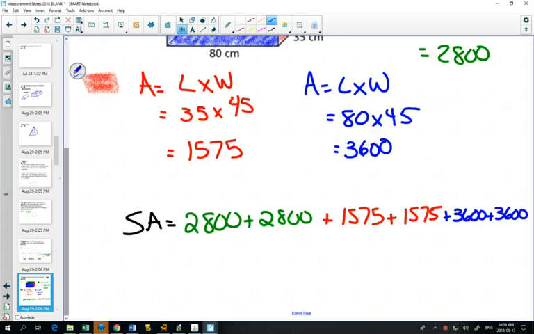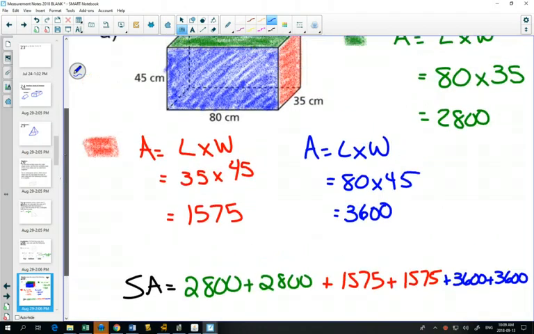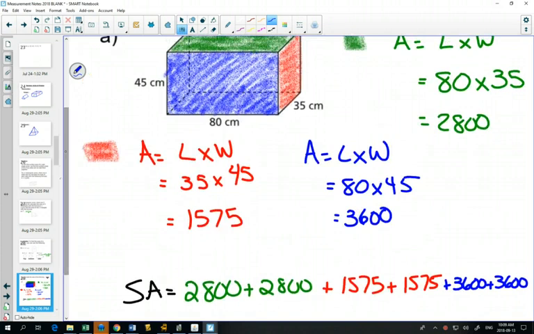Why did I write it that way? There's two sides of each. There's a top and a bottom. There's 6 sides in total. So I wrote it this way to show that I have 2 of the green side, 2 of the red side, 2 of the blue side.